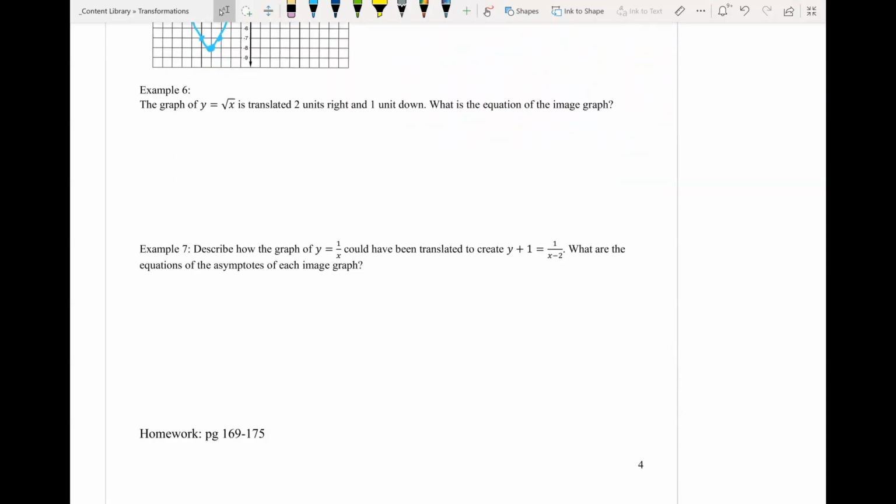In our next example, we're given the graph y equals root x. Apparently it's translated 2 units to the right and 1 down. We want to find the equation of the image graph. So this 2 units to the right, this affects the x. And 1 unit down, this affects the y.